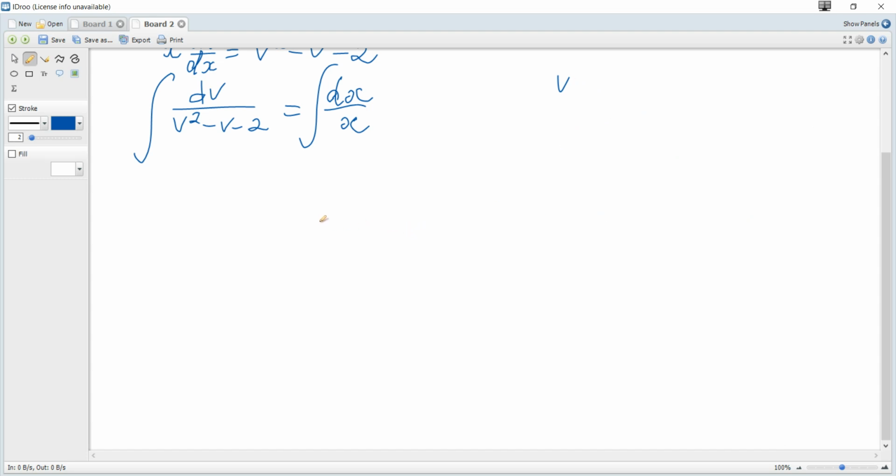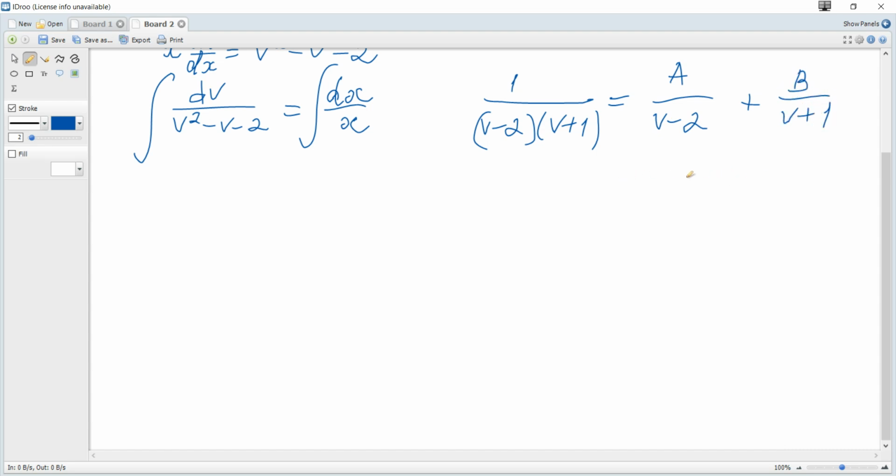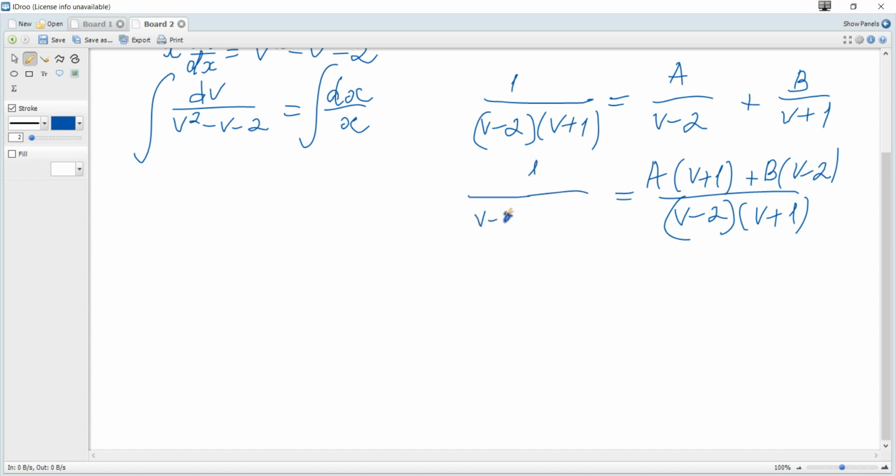And we can rewrite it, and actually we need to split it into simpler fractions, so it becomes 1 over (v minus 2)(v plus 1) is equal to a over v minus 2 plus b over v plus 1. Hence we do a common denominator again, it's (v minus 2)(v plus 1), and it's a(v plus 1) plus b(v minus 2) on the left hand side.